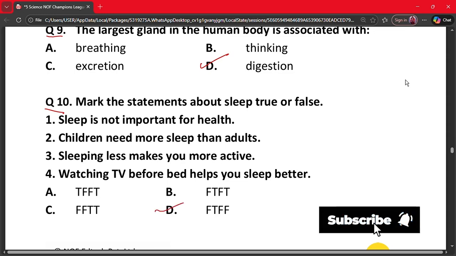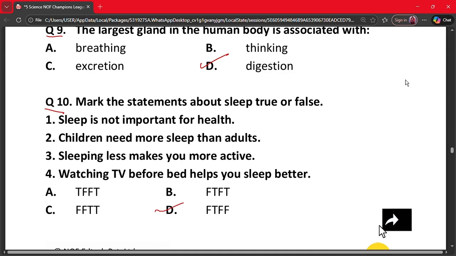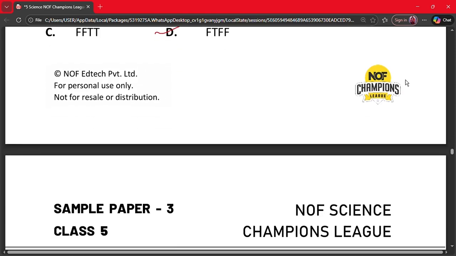And why? Because sleep is important. Second, children need more sleep. Third, sleeping less doesn't make you active. And fourth, screens before bed actually disturb sleep. So all statements are false, and only the second, children need more sleep, is correct.